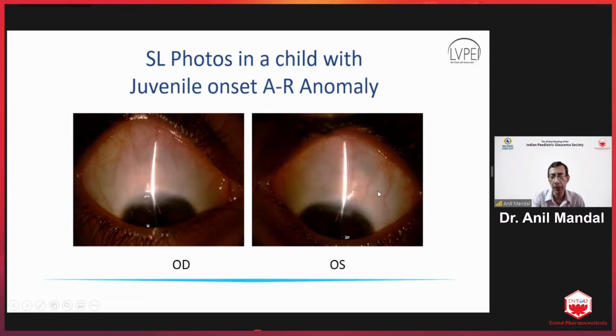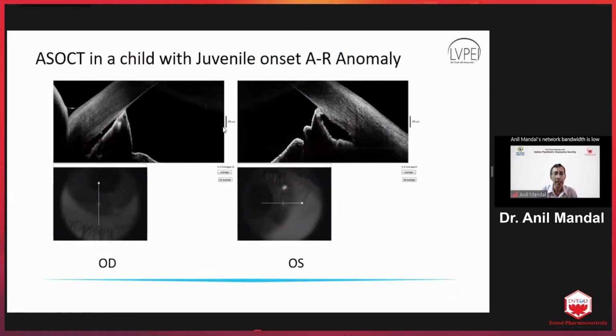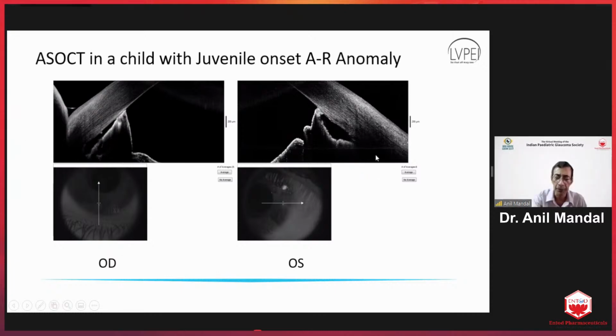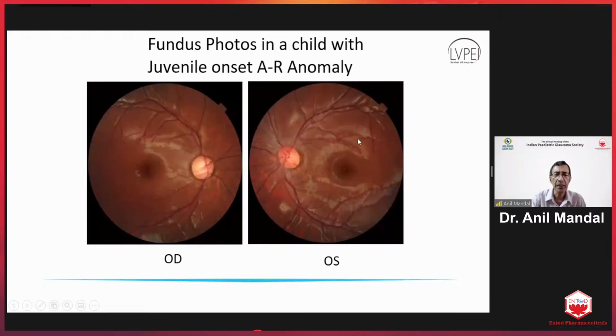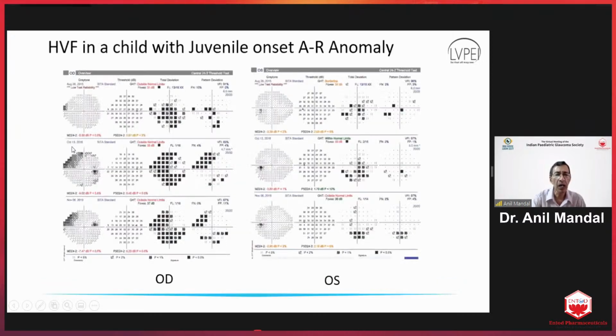And that is the bleb appearance of both eyes, and the anterior segment OCT picture showing the gonioscopic abnormality as we see in the OCT picture. This is the fundus appearance, the disc appearance of the child. This is the Humphrey visual field result, right eye versus left eye.